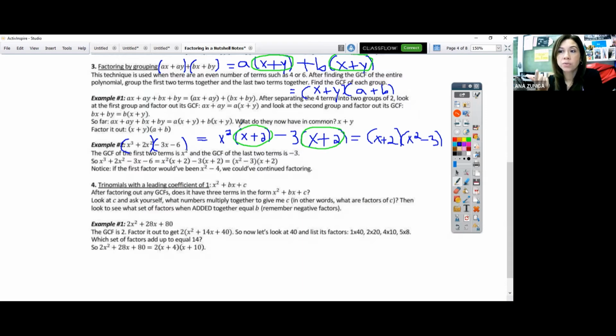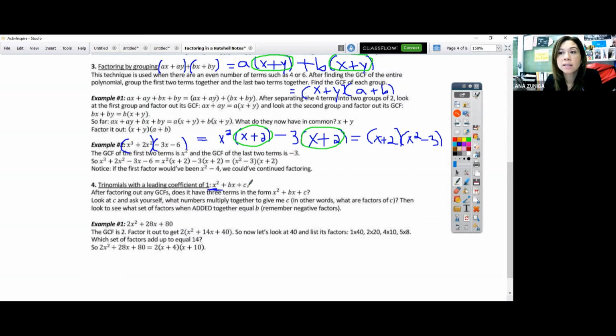The difference of two squares, we did factoring by grouping. The next two are trinomials. We have 3 terms. So there's 2 types of questions that have trinomials. One of them is when the leading coefficient is 1. Some of you are like, what is the leading coefficient? If you have something like 2x squared plus 28x plus 80, leading coefficient means the number that's in front of the variable with the highest power. So leading coefficient here is x squared because that's the highest power.